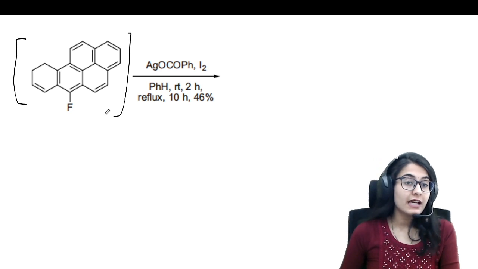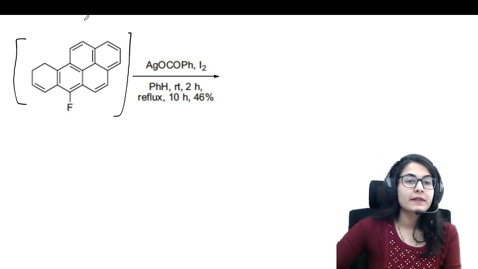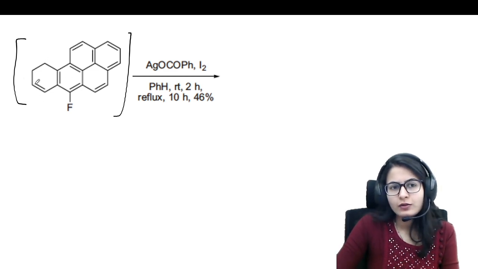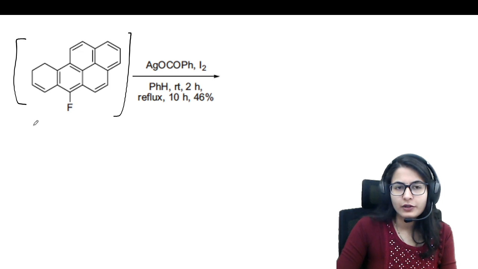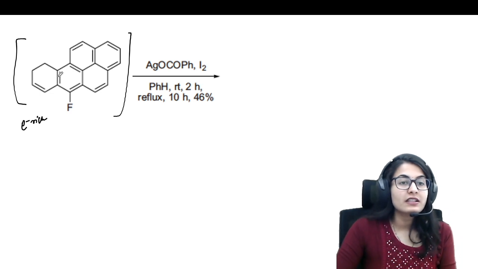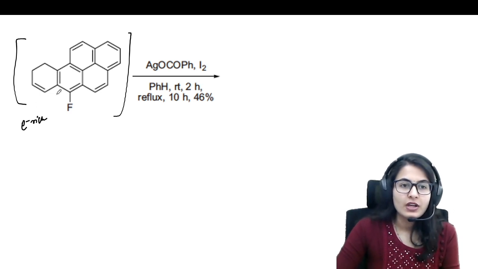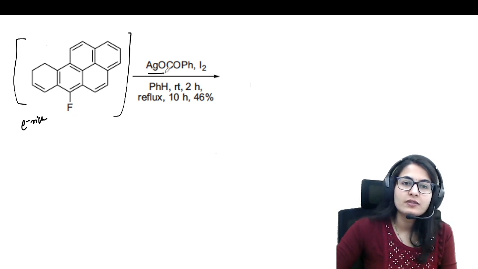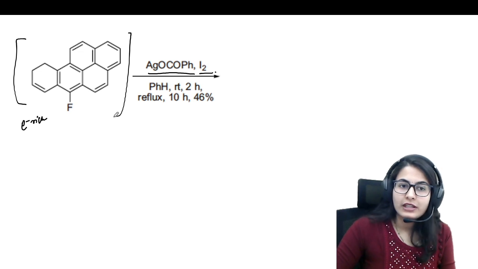Now you see that this is a polycyclic aromatic compound, but one ring is present which is not aromatic and looks like an isolated double bond. Onto this double bond, which is also electron rich. Why is it electron rich? Because it is in conjugation with the other pi bonds. So it is electron rich. And what is the combination? You see only silver acetate or benzoate, and you see iodine. So what will happen first?